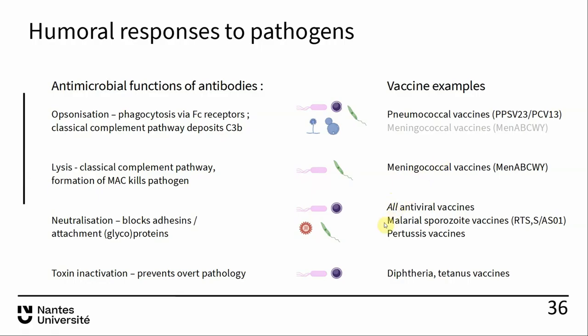Neutralization: all antiviral vaccines that actually work are based on the induction of antibodies that will neutralize the virus. The malarial antisporozoite vaccine, which I believe has been licensed, developed by the WHO, is recommended now. It's based on inducing antibodies against the circumsporozoite protein that will prevent the infection of hepatocytes. And the pertussis vaccine also works this way. And toxin inactivation: this is diphtheria and tetanus vaccines. They're based on the toxoid, the formaldehyde-inactivated exotoxin.